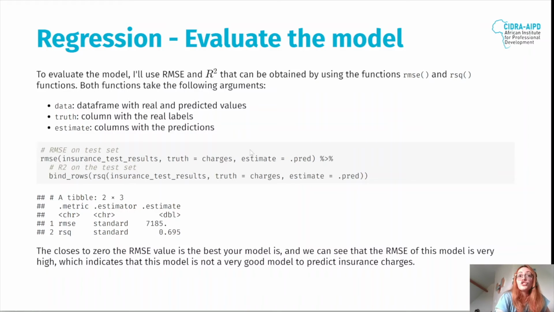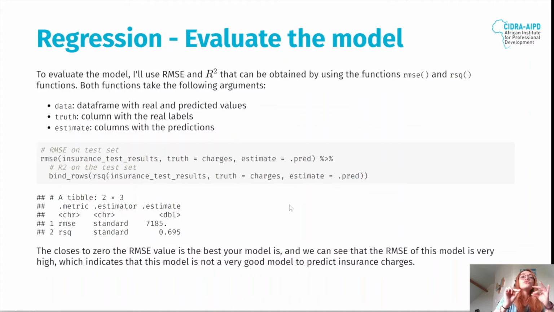That is what's called charges. And you need the estimate. That is the column that has the predictions, that is the .pred column. So I'm just binding the rows here just so we can see them together. You can see that the RMSE is 7,000, the R squared is 0.7.